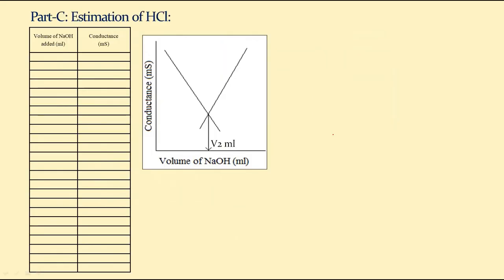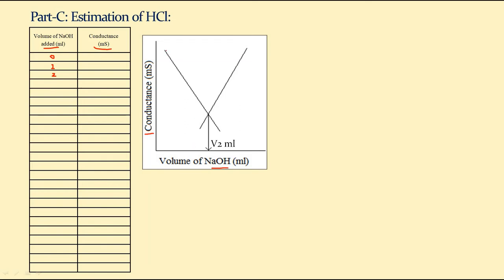Then part C, which we work on the instrument. So here we record the values. Initially the conductance of the solution at 0 ml, then 1 ml, then 2 ml. In this way we are adding 1 ml, 2 ml, 3 ml intervals, and we obtain the readings. Using those readings, we plot conductance versus volume of sodium hydroxide. Conductance is taken on the y-axis, and volume of sodium hydroxide is taken on the x-axis.